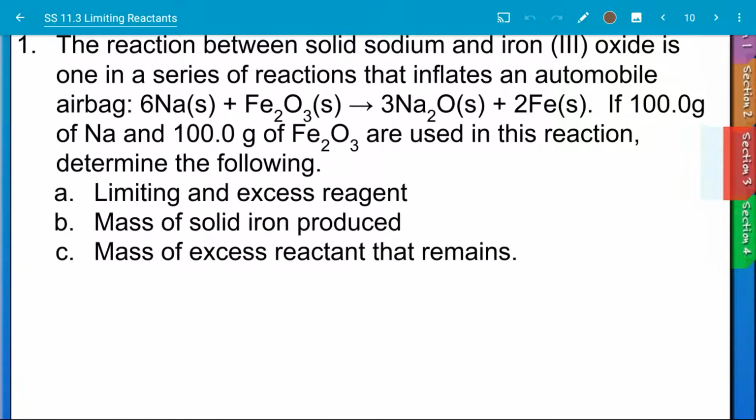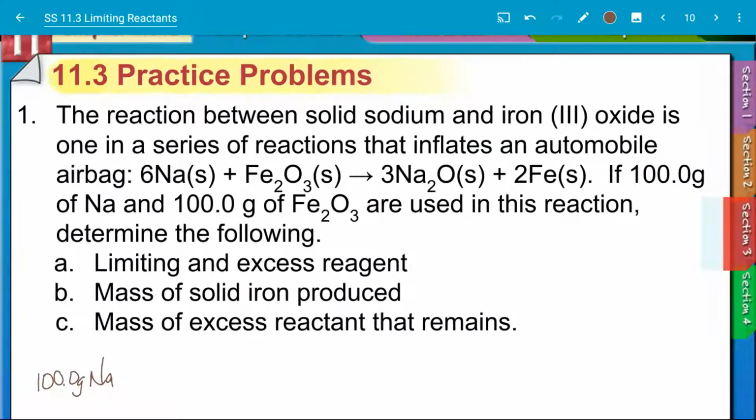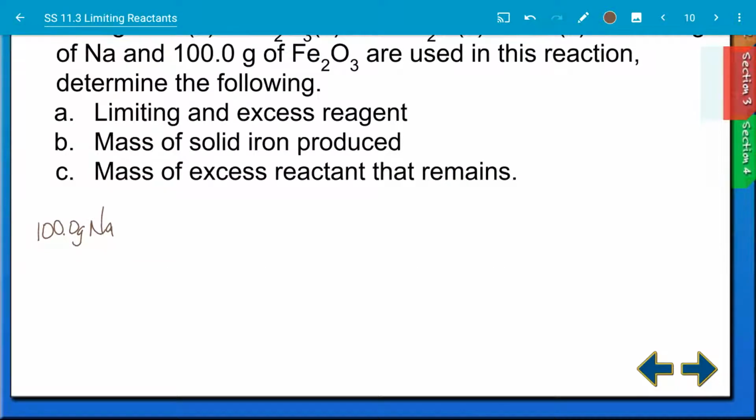So the first thing that we're going to do is figure out our limiting reagent. It doesn't matter which one we pick, whether we start with 100 grams of sodium or 100 grams of iron oxide. I'm just going to go with 100 grams of sodium. We're going to say, if I have 100 grams of sodium, how many grams of iron oxide will it react with? So I'm going to go from 100 grams of sodium into moles of sodium, into moles of iron oxide, and then into grams of iron 3 oxide. Okay, so I'm going to start with 100 grams of sodium.